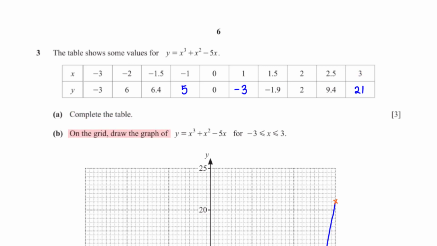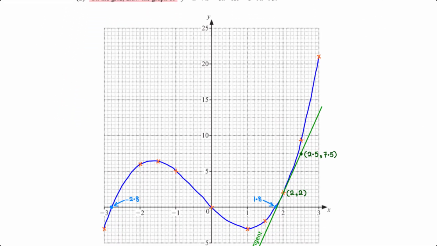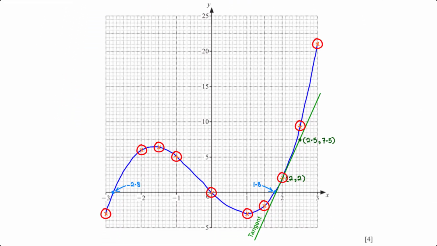On the grid, draw the graph of y equals x cubed plus x squared minus 5x, for x greater than or equal to -3 and less than or equal to 3. So first, we plot all the points from the table on the grid. Then we connect the points with a smooth line.